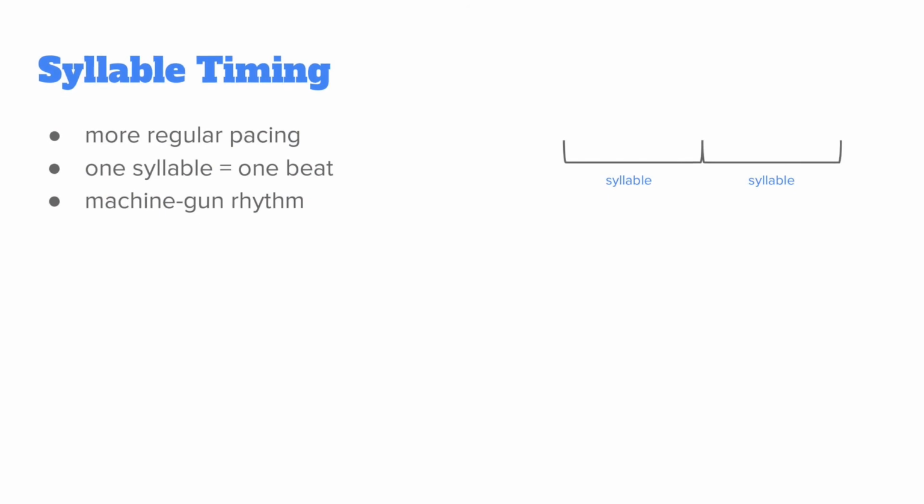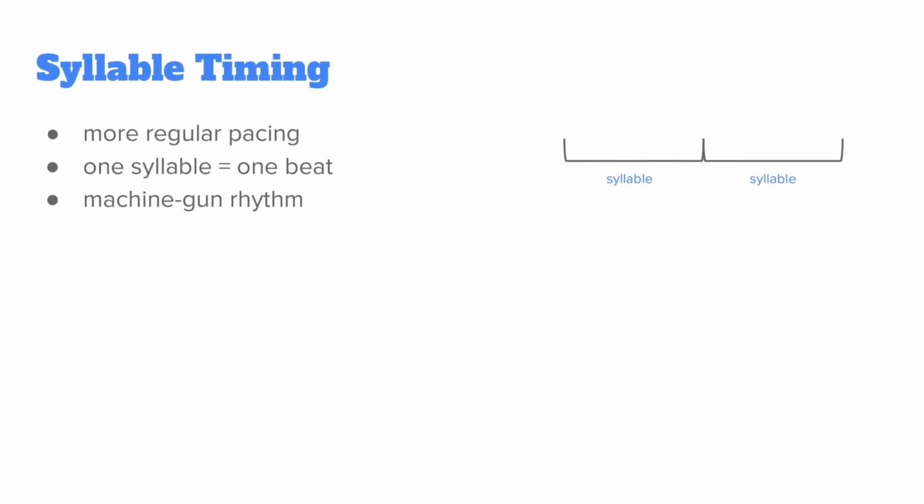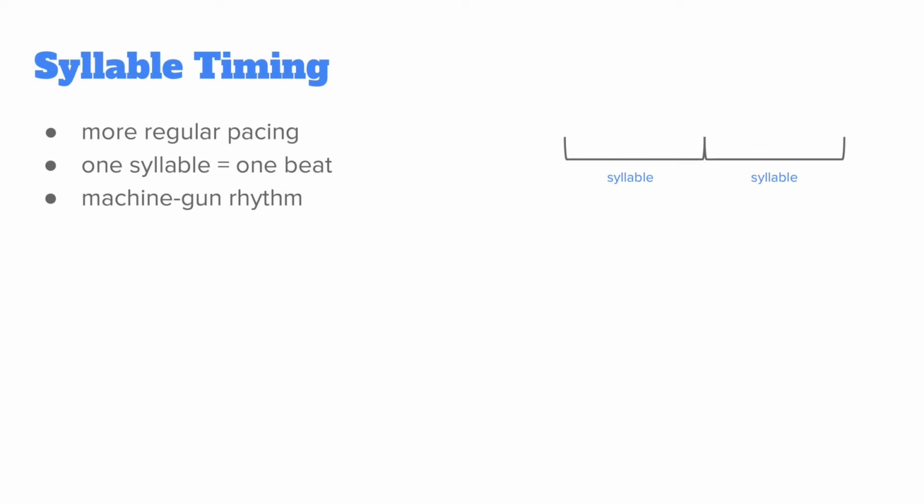Compared to stress timing, syllable and Mora timing have much more regular pacing. This rhythm type is also referred to as machine gun rhythm.